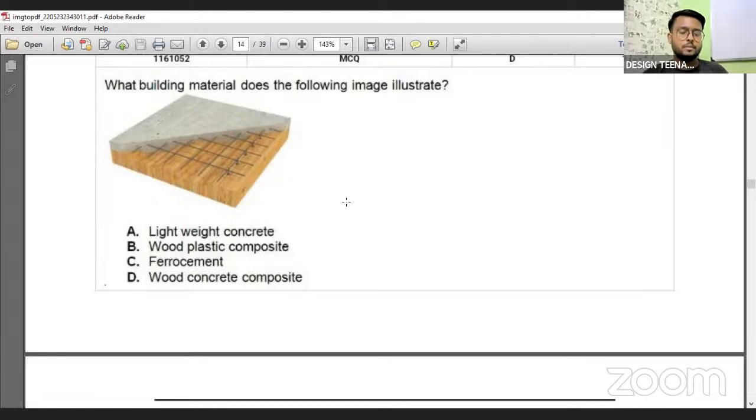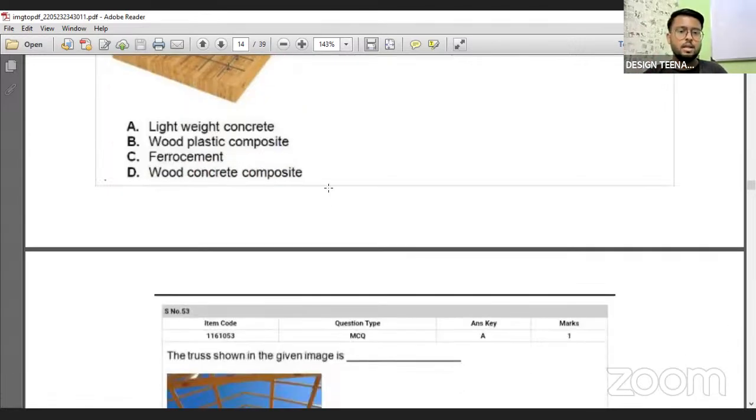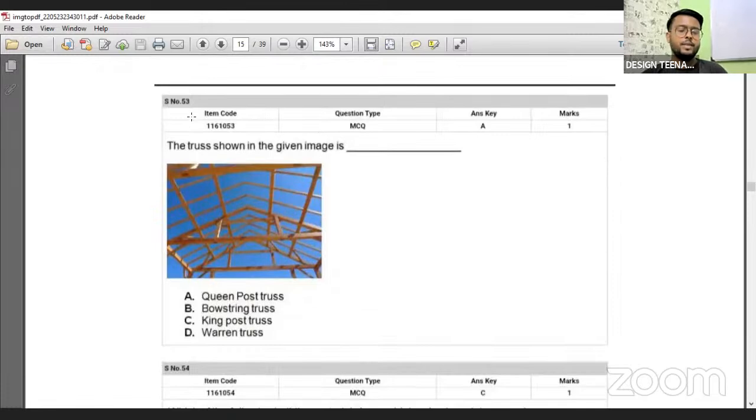Wood concrete composite. How did you determine? The lower surface has the wooden texture, and the upper one is concrete only. Yeah, so it's a composite structure of two materials, and that is visually seen by you. You can visually see and analyze. There is no requirement of any special knowledge or special information, particularly for this. Okay, similar kinds of things will go.